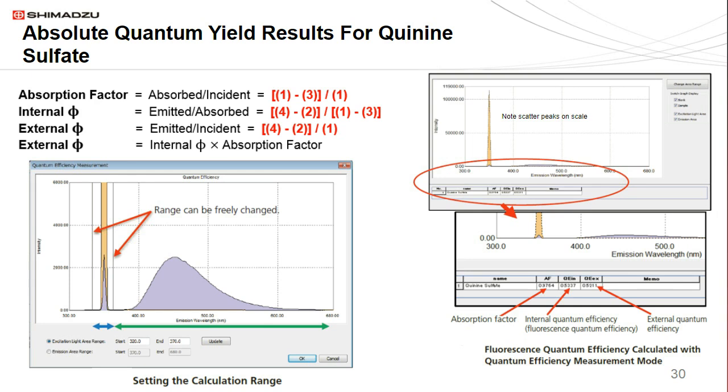But basically, after you set the ranges, the quantum yields drop out. It calculates the areas for you. It does all the math. The math is up in the upper left-hand side for those of you that want to dig into what it's actually doing. But basically, the software then gives you both an internal quantum efficiency and an external quantum efficiency that are right around 0.53, which is well within the accepted bounds of the known value for quinine sulfate, which is our unknown material here.